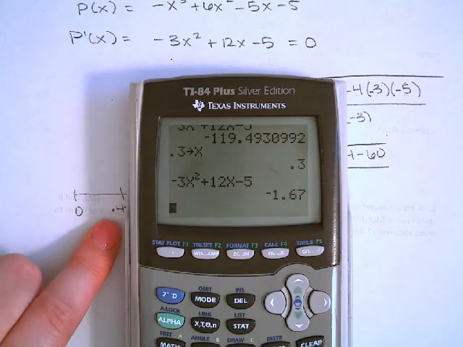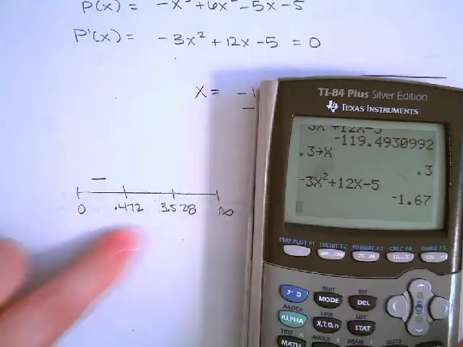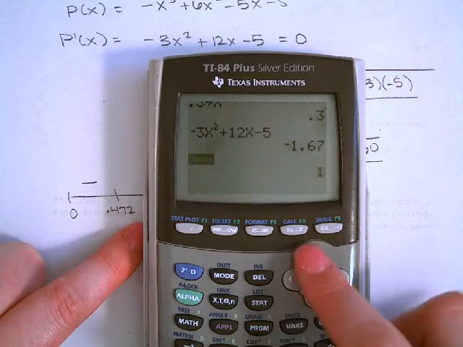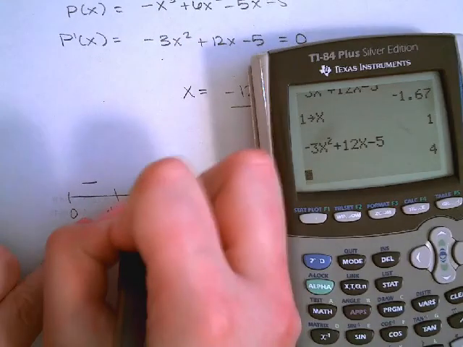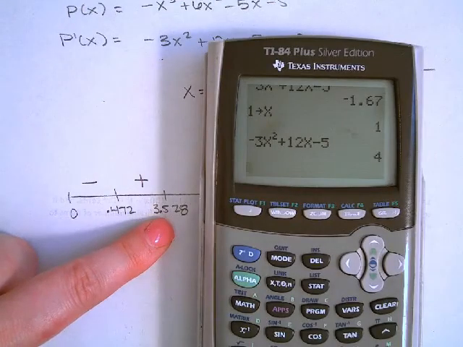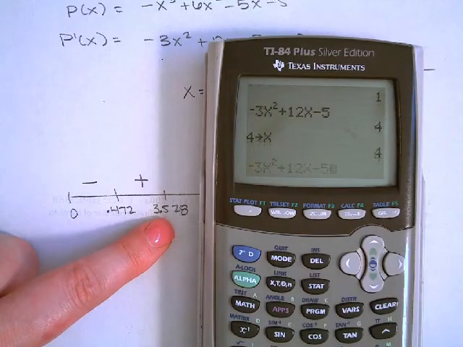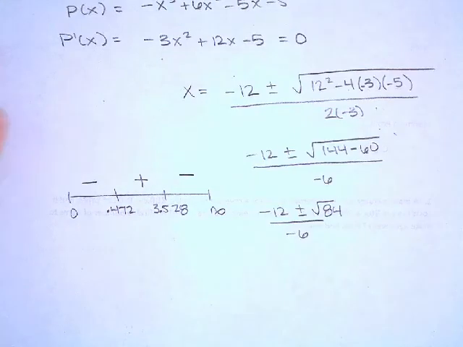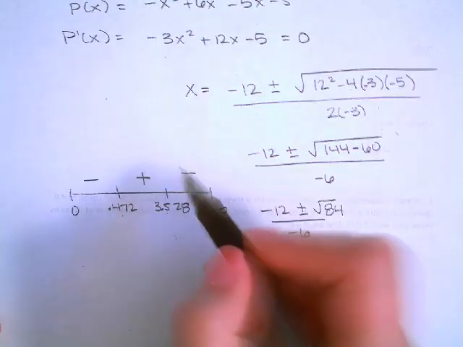Okay, so if I plug in 0.3, I get a negative answer. I'm going to go ahead and store 1 as x. Then if I plug in 1, I get positive 4. Bigger than 3.5, I'm going to plug 4 in as x. Negative 5. All right. So if I want to minimize my profit, this is what I'm going to go with. If I want to maximize my profit, this is what I'm going to go with.